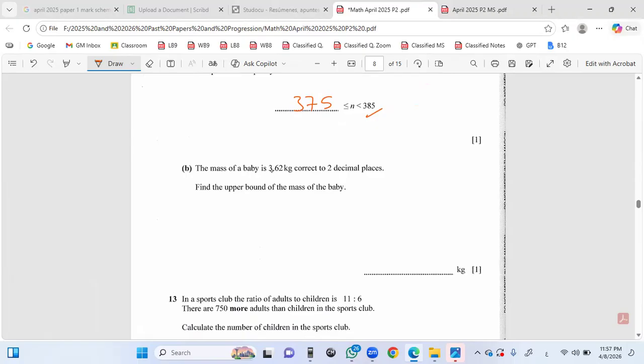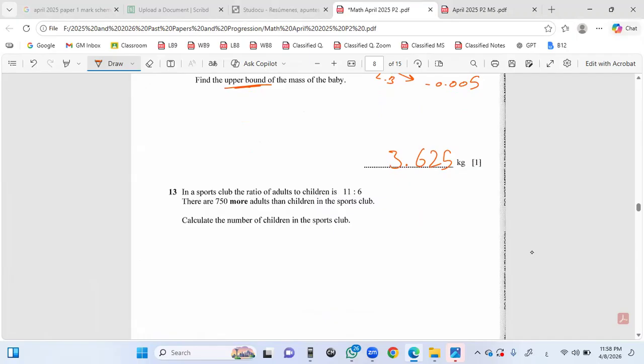The mass of a baby is 3.62 kilograms, corrected to two decimal places. So if you want the upper bound, you add 0.005, while if you want the lower bound, you subtract 0.005. So here they wanted the upper bound. So add to it 0.005, it is going to become 3.625.